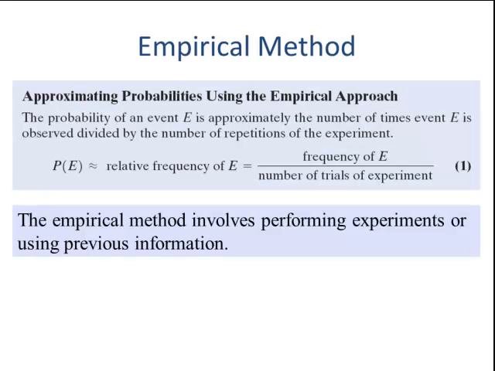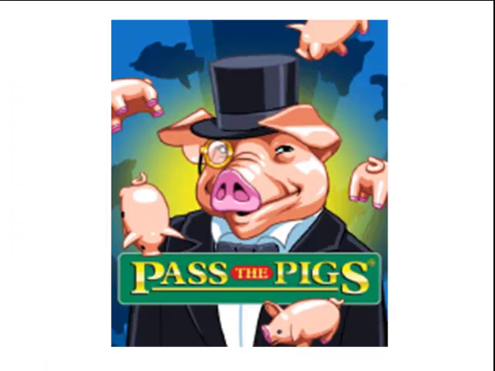Estimating probability using the empirical method is simply the relative frequency of that event. That is, you take the frequency of the event and you divide it by the total number of trials in the experiment. So empirical method involves performing experiments or using previous information. Let's look at an example.